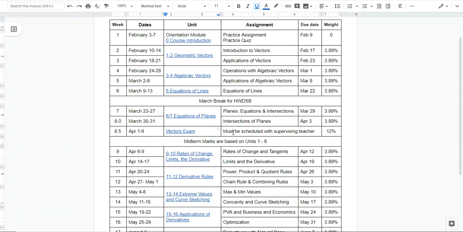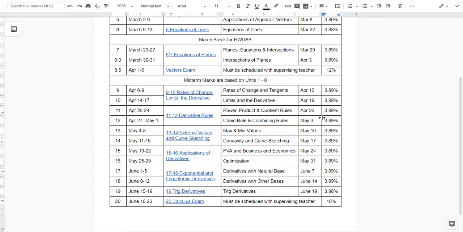But you'll get more details on that as we get closer and closer to that date. So that vectors exam is worth 12% of your overall mark. And then down towards the end of the course here, we do all of our calculus units. And then you have another exam on just the calculus portion of the course. That exam is worth 18% of your final mark. So those 2 exams together add up to 30%. So exams are worth 30% of your total mark.